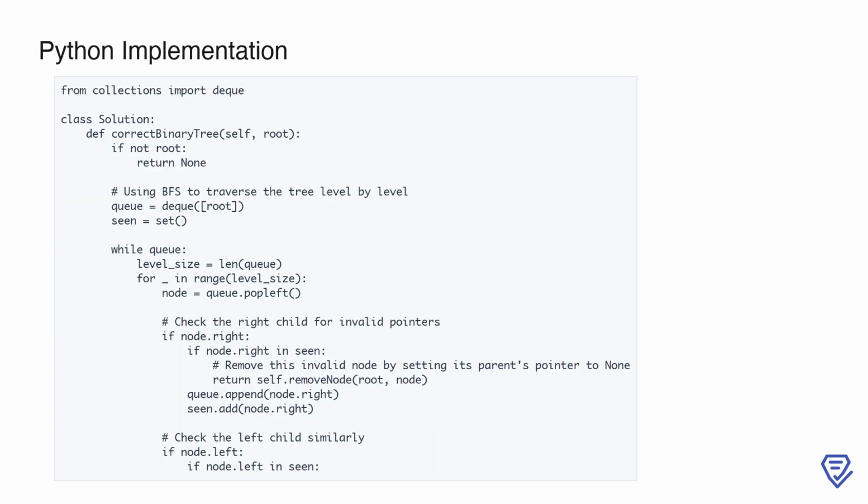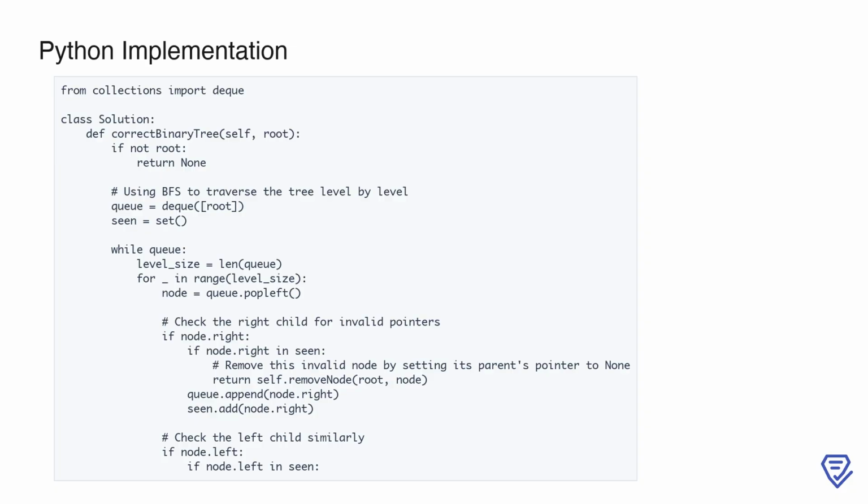To solve the problem of correcting a binary tree, we start by importing the deque class from the collections module, which will help us perform a breadth-first search, or BFS, on the tree. Inside the correctBinaryTree method, the first thing we do is check if the root node is null. If it is, we simply return None, as there's no tree to correct. Assuming the tree is non-empty, we initialize a queue with the root node and a set called seen to keep track of nodes we've already visited. This will help us detect any invalid pointers.